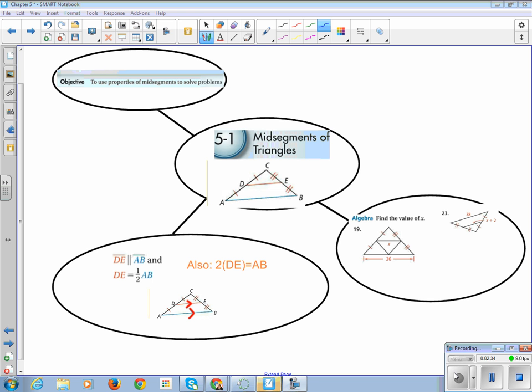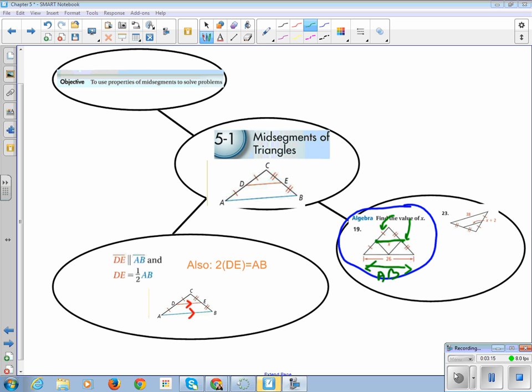And this is number 19 and number 23 from your book, just in case you're wondering. So go ahead and draw this picture. We have a triangle, and within it, there are several other triangles. If you look closely, the fact that these sides are congruent and these sides are congruent means that this is a midsegment. X is a midsegment.